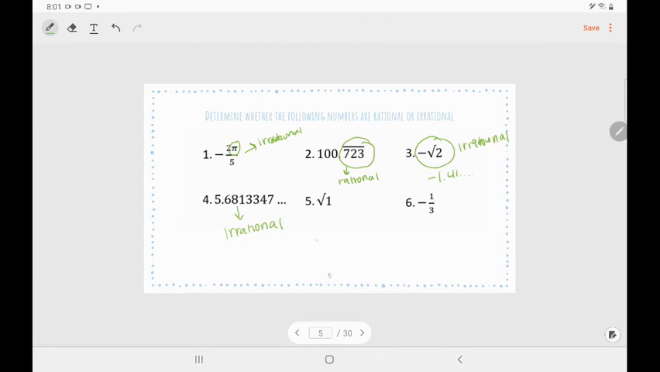Square root of 1. Square root of 1 equals 1, and that can be written as a fraction, 1 over 1, so rational. And last but not least, -1/3 is already written as a fraction, so rational.